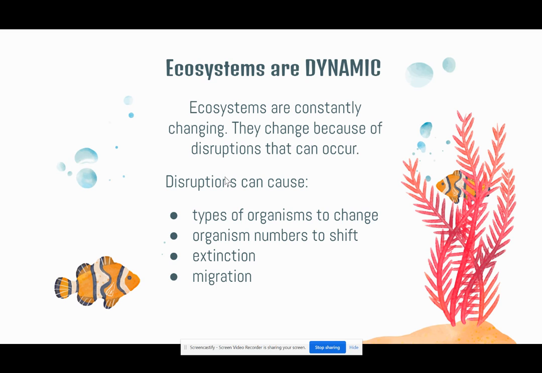So in an ecosystem, disruptions are going to cause several different things to occur. They're going to cause the types of organisms to change, right? We're going to have new organisms introduced. Some other organisms are going to leave. We're going to have organism numbers shift, right? Some organisms are going to increase. Some are going to die off and decrease. And then we have bigger things like extinction and migration, right? Extinction, that means we are completely wiping out a species of animal and it's never going to be able to return. And then migration, of course, just means things get so bad in an ecosystem, they have to migrate or they have to move somewhere different, okay?